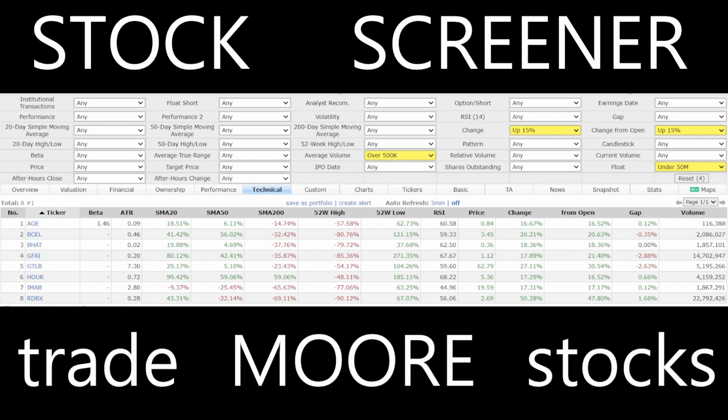The change in price from yesterday and finally the volume of the previous day. Now, here are the technical statistics for these tickers. This includes the beta if available, which is a measure of volatility, the ATR or average true range, the SMA or the simple moving averages, the 52-week high and low, the RSI or the relative strength index, the price, the change from open, the gap percentage and the volume again.